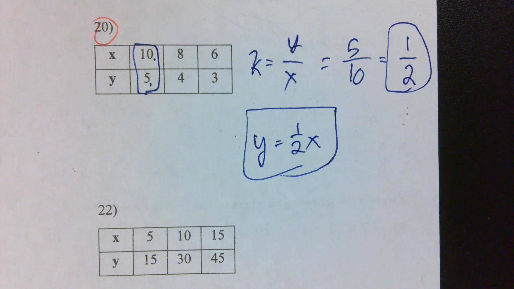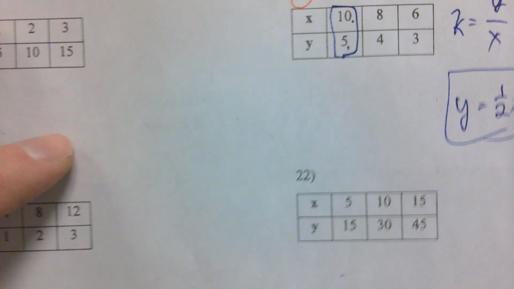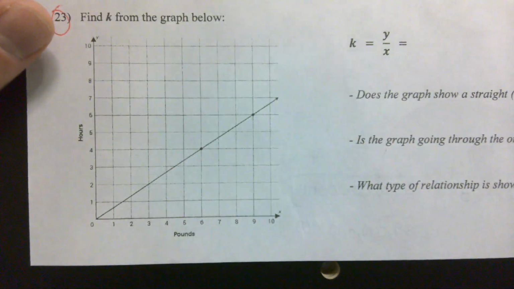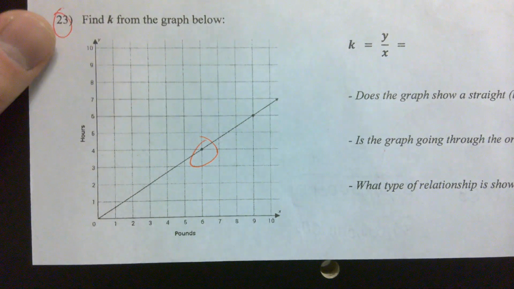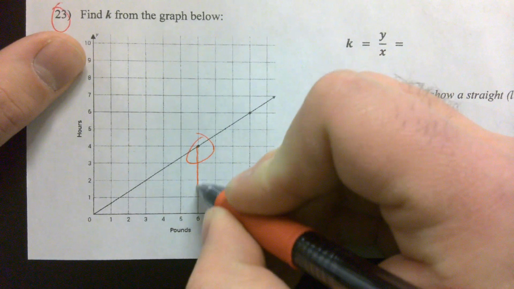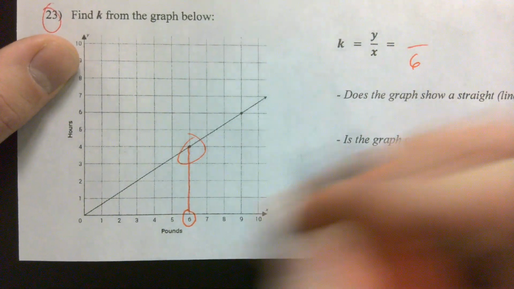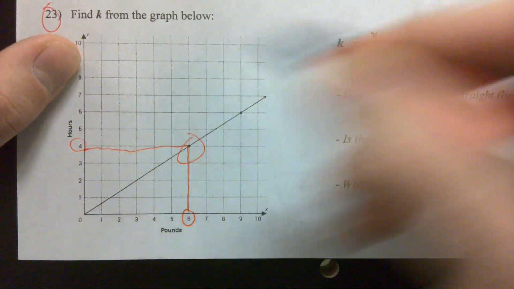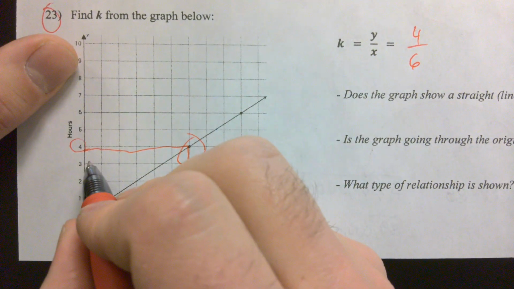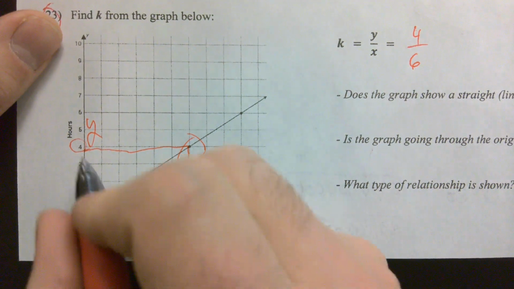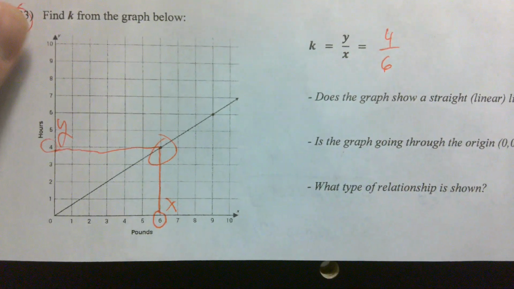Last but not least, 23, finding k from a graph. We could do rise over run, or we could just pick a point, any point. Take a look at the x coordinate. Where's my x coordinate for that point? 6. Where's my y coordinate? 4. Y over x gives me 4 over 6.